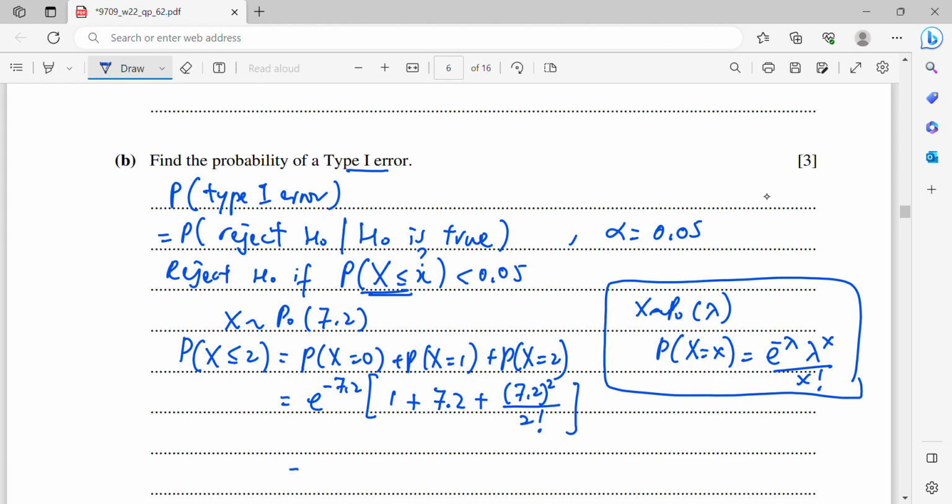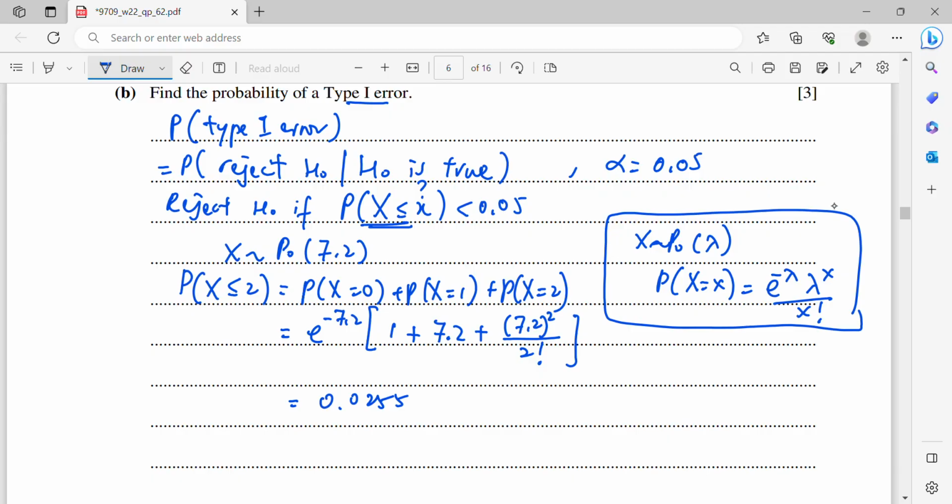So from here, you will get 0.02547. Okay, or I will just say it is 0.0255, correct to three significant figures. Now I need to check the next one, because this is less than 0.05, less than our alpha.